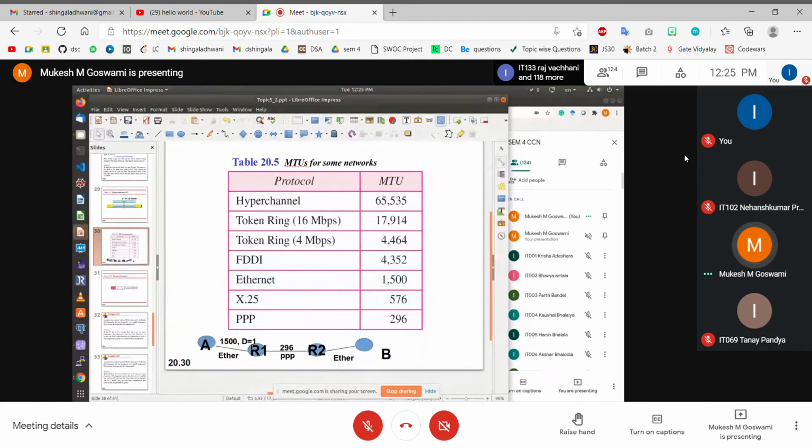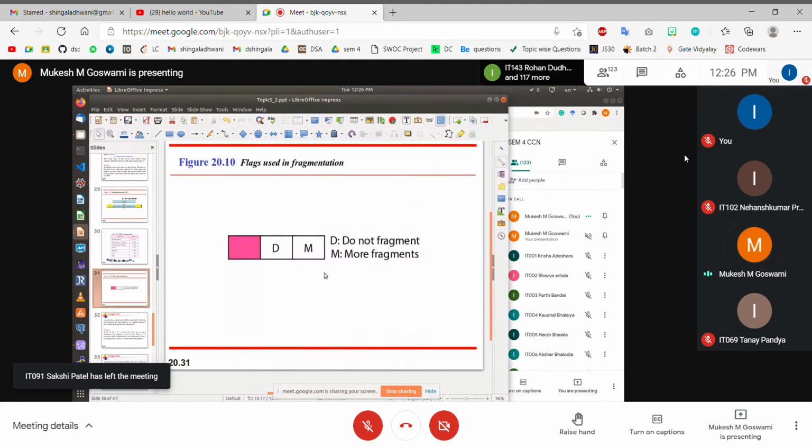That is number one. If your D bit is equal to 0, it means we are allowing the intermediate devices to fragment the packet if required. Right? So in this particular case, R1 will go for the fragmentation of this packet and divide it into 8 different packets, each of a certain size. Okay, so that is what you mean by the do not fragment bit.